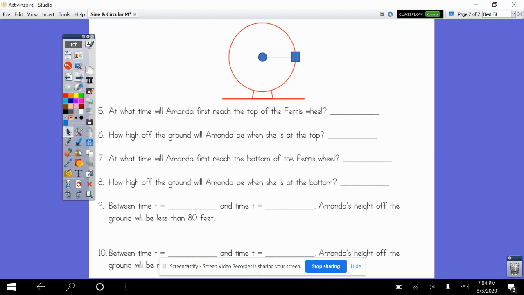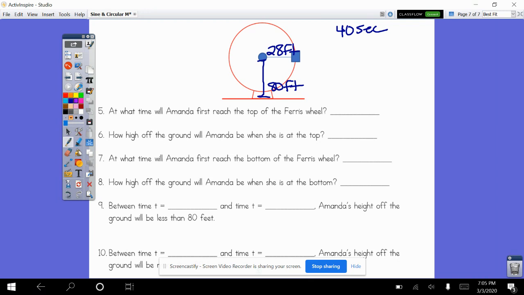All right. This is some more thinking. So I'm going to mark again. This was 28 feet. This was 80 feet. At what time will she reach the top? If we remember, it said it takes 40 seconds to go all the way around.